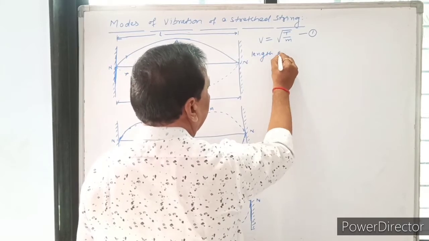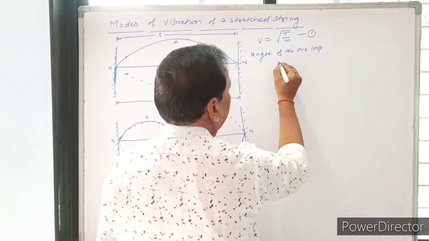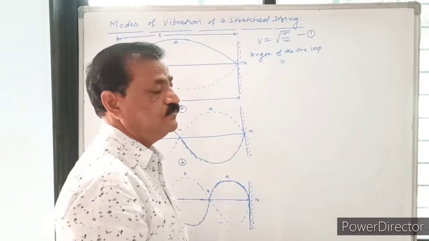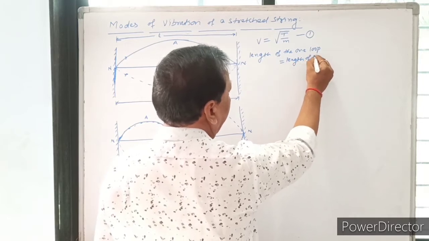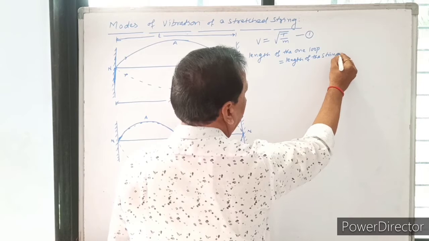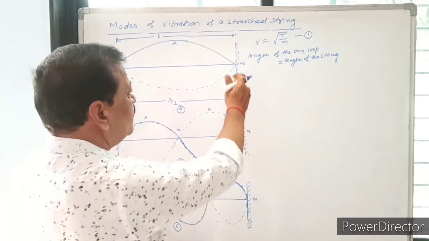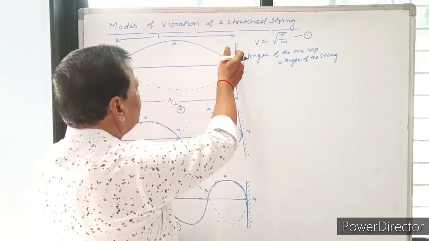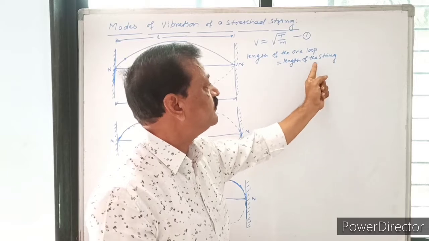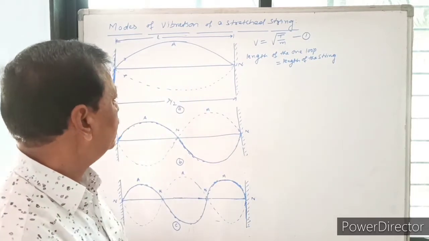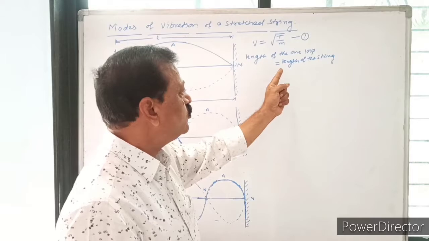The length of one loop is equal to the length of the string. जेवढी स्ट्रिंगची लेंथ आहे त्याच्यामध्ये किती नंबर ऑफ लूप फॉर्म झाले, the length of one loop is equal to length of string. या ठिकाणी एकच लूप फॉर्म झालेला आहे म्हणून या ठिकाणी आपण लेंथ ऑफ वन लूप म्हणलेला आहे. Length of one loop equal to length of the string.